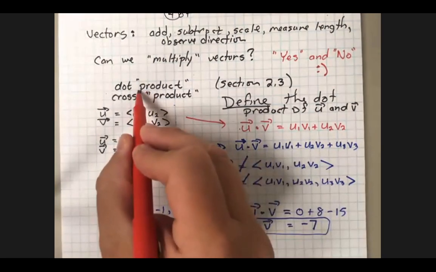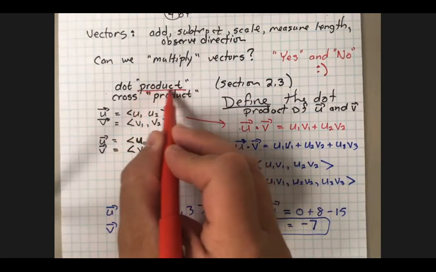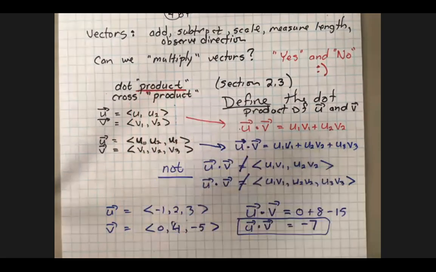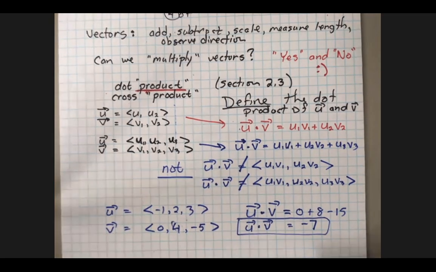Well, no, traditionally people call it a product. So if you're worried, or if you're curious, like, why didn't they call it dot multiply? Let's call it dot product, because it's not exactly what you have traditionally thought of as multiplying. Okay, let's do something else.